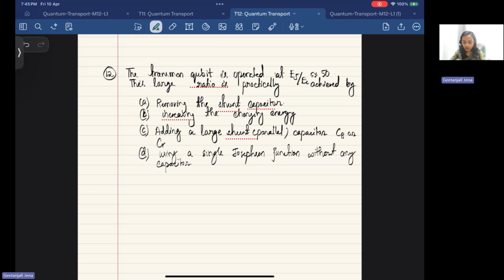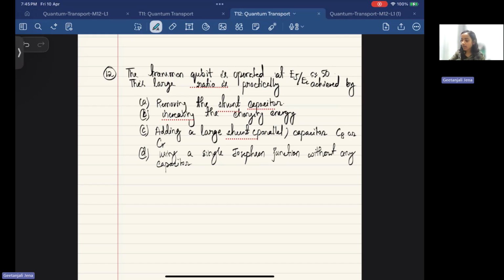Question number 12. The transmon qubit is operated at EJ by EC equal to 50. This large ratio is practically achieved by option A, removing the shunt capacitor. Option B, increasing the charging energy. Option C, adding a large shunt parallel capacitor, CB or CR. Option D, using a single Josephson junction without any capacitor.